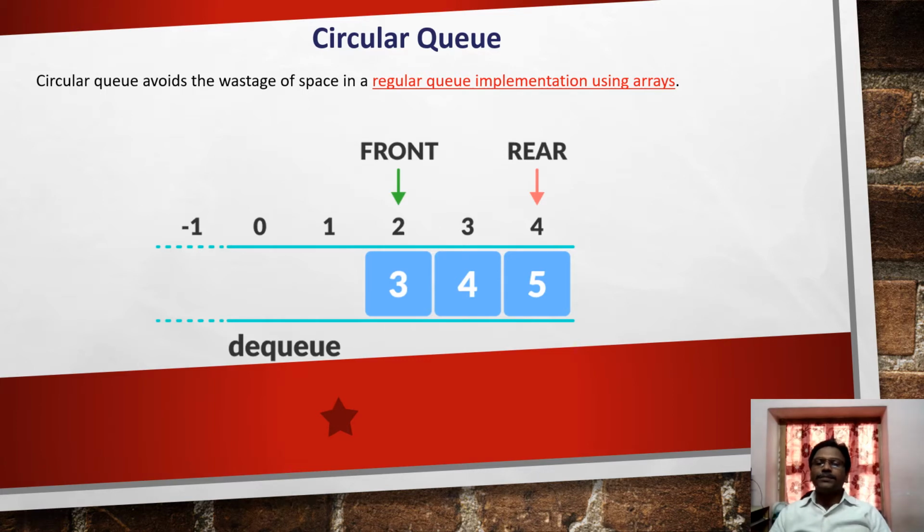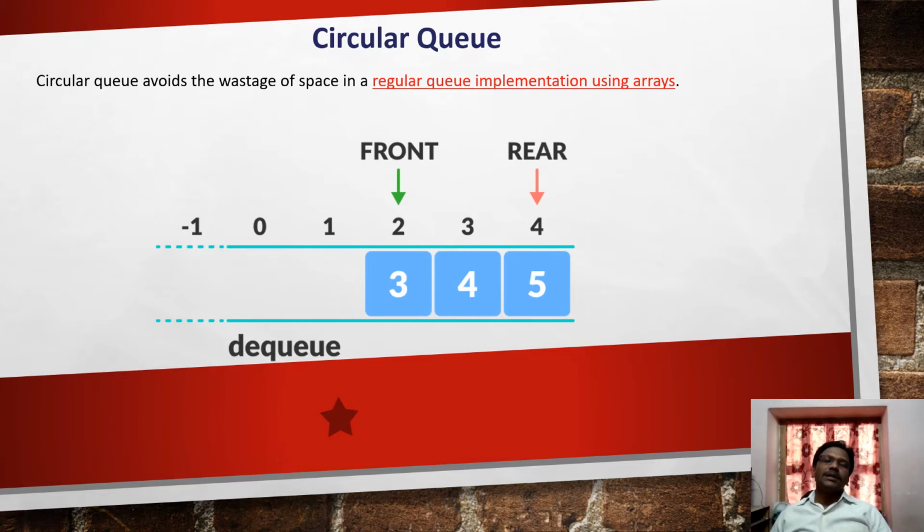This is Kumar. Today I will explain the circular queue. A circular queue is also a linear data structure. It is the same as a normal queue, but the main advantage of the circular queue is that it avoids the wastage of space.